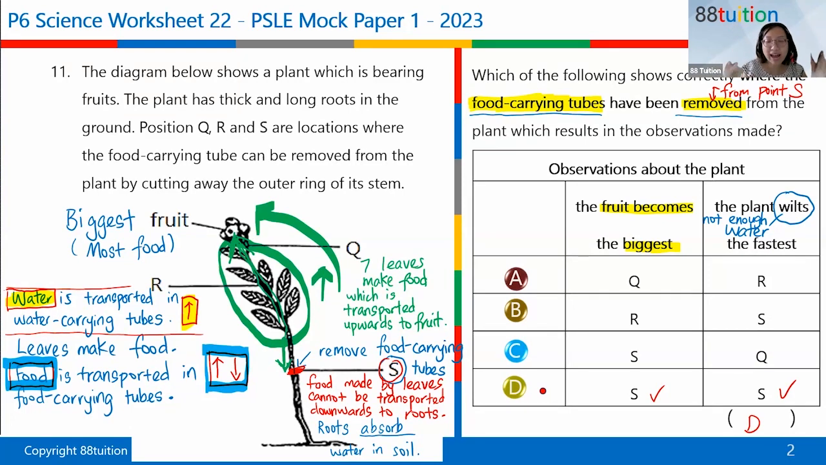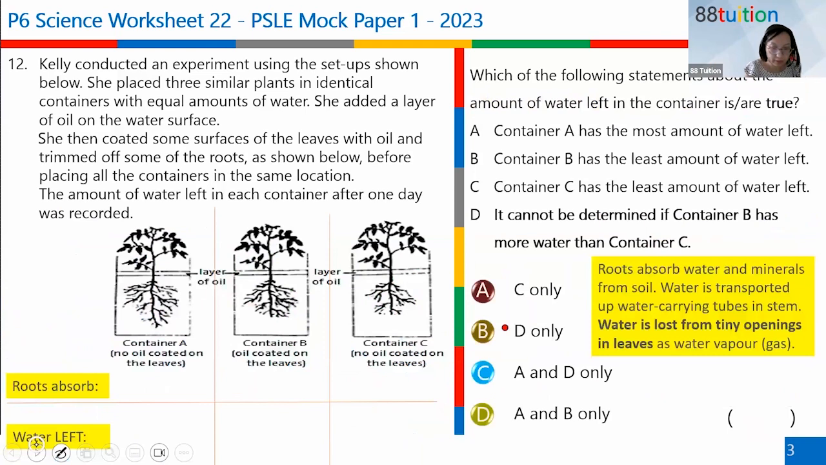But in this case, once you cut away the food carrying tubes at point S, the food cannot go down. So the roots will go hungry. The roots do not have food to eat, so the roots will die. After the roots die, no more water is absorbed by the roots. The leaves will not have enough water, and the leaves will start to wilt. All right. If there is any question or if you do not understand, please feel free to stop me at any time. Let's move on to the next question.